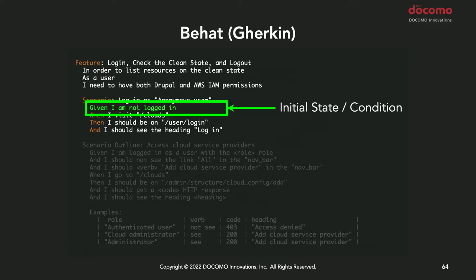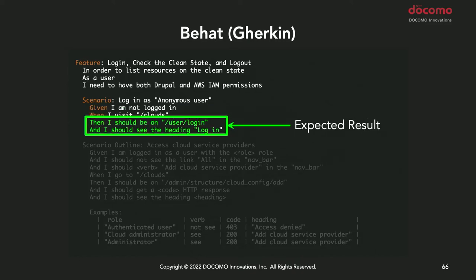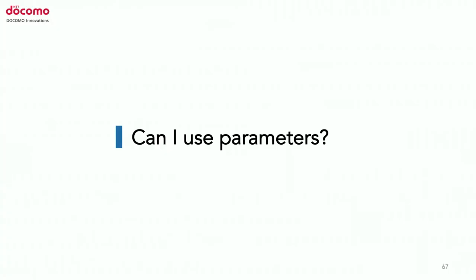When we start with the keyword Given, it represents the initial state and condition. Starting with the keyword When, it makes Behat take the actual action on the virtual browser. The keyword Then checks the expected results. So we understand how to write the test scenario in Gherkin syntax. It's so simple. The rules are very limited. Then soon I had a question.